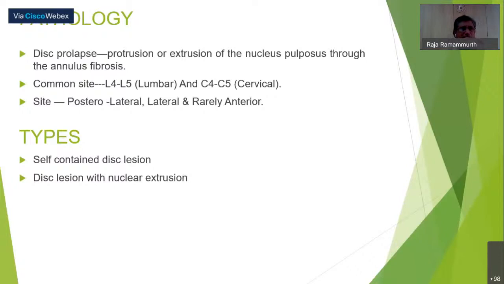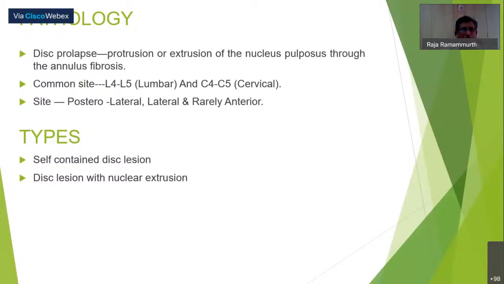Let me explain the types of disc pathology. The first type is called the self-contained disc lesion. In the self-contained disc lesion, there is a disc problem, but there won't be any bursting, protrusion, or extrusion, and there will be increased disc compression.